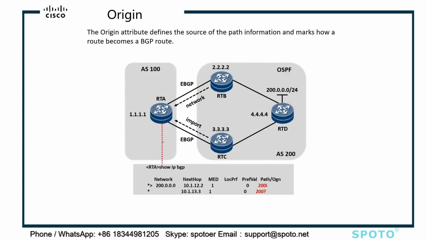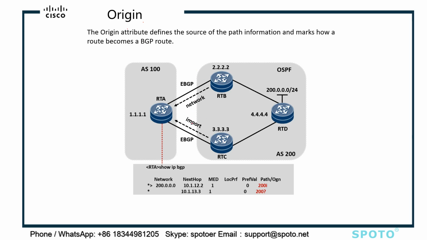And the next one is the origin. This attribute is used to indicate the origin of this route. In the last live class, we talked about how we can use the network and the import commands to let BGP import routes and transmit them. So in this situation, if you use the network command, the route will have the attribute of the origin, meaning this route is network, and another one is the import.